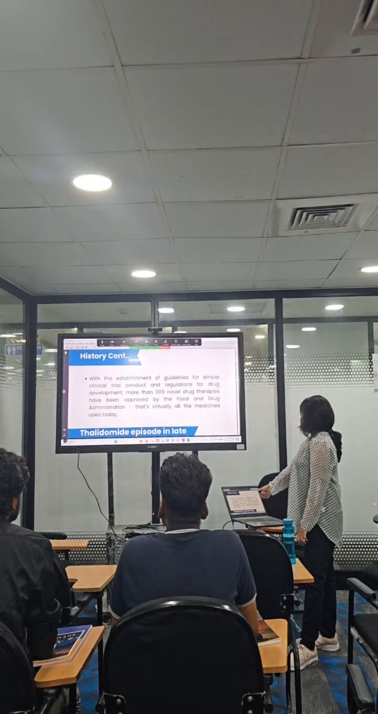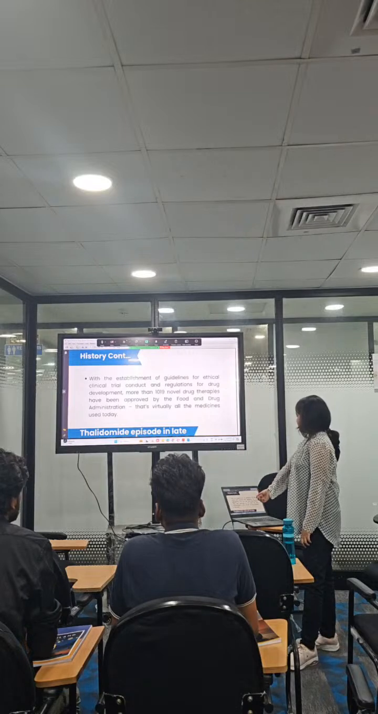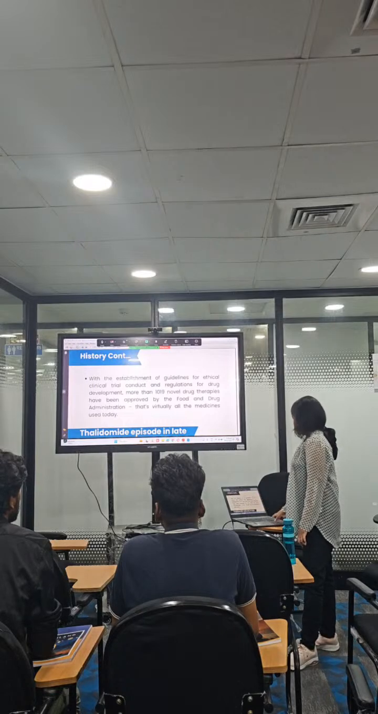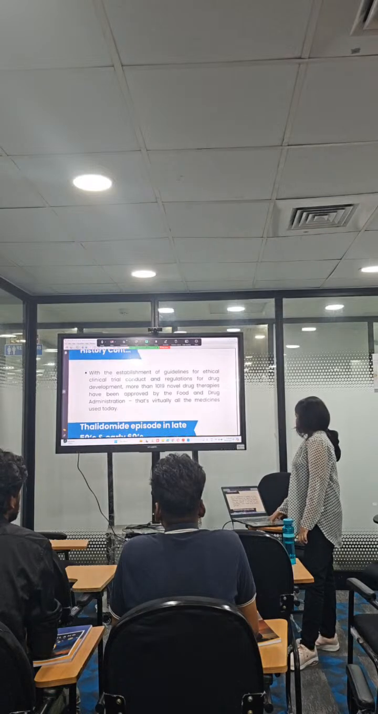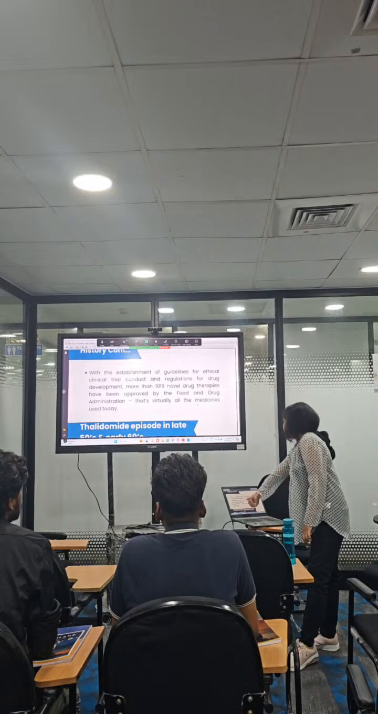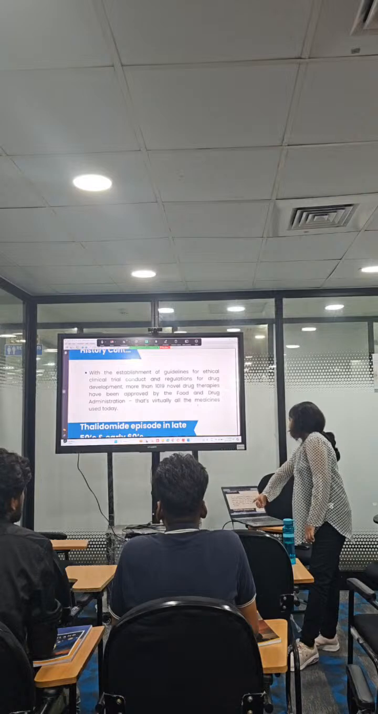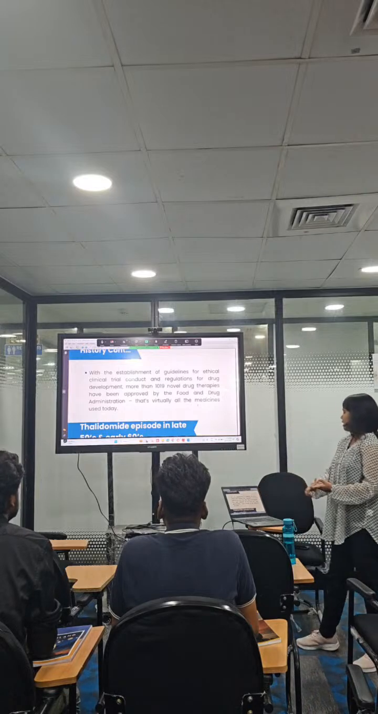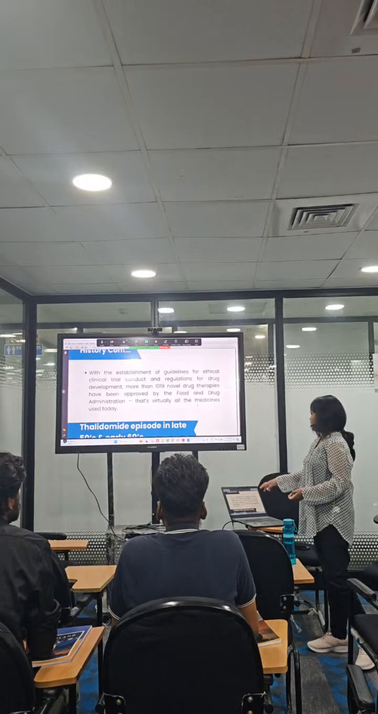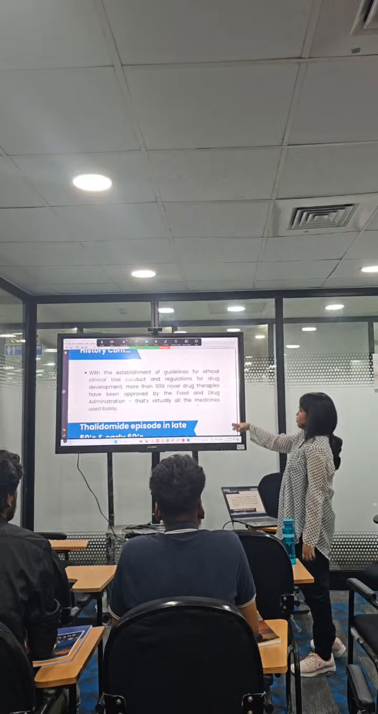With the establishment of guidelines for ethical clinical trial conduct and regulations for drug development, more than 1090 novel drug therapies have been approved by the FDA, the Food and Drug Administration. That's virtually all the medicines used today. How many drugs have been approved by the FDA? More than 1090 novel drug therapies.